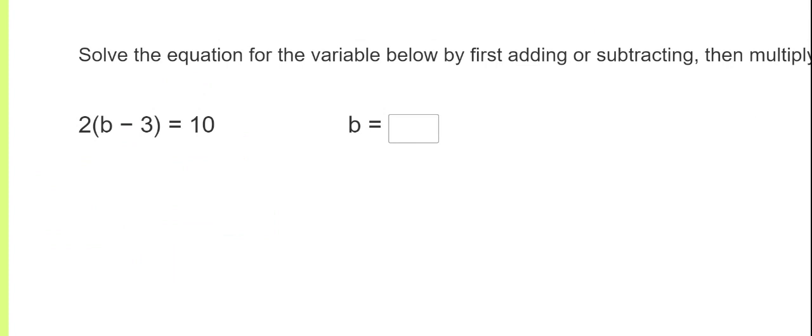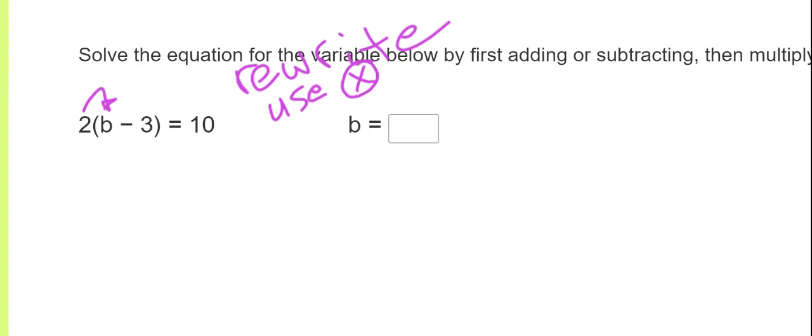This one we have parentheses that we need to take care of first. So we're going to use the distributive property. So we have to rewrite the equation after we use multiplication. So the factor 2 is multiplying b, and then 2 is also multiplying 3. So the first thing, we have 2 times b minus, then we have the second thing, 2 times 3, which is 6.